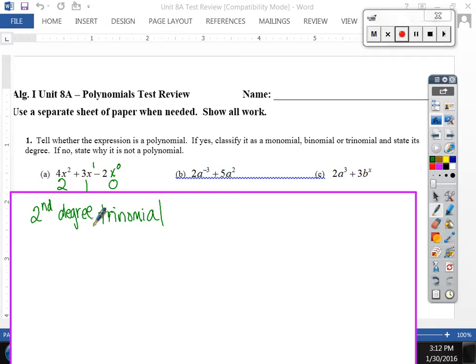Okay, B is not a polynomial because it has a negative exponent. Looking at C, it is also not a polynomial because it has a variable exponent. So you can't have a negative exponent. You also can't have a variable exponent.